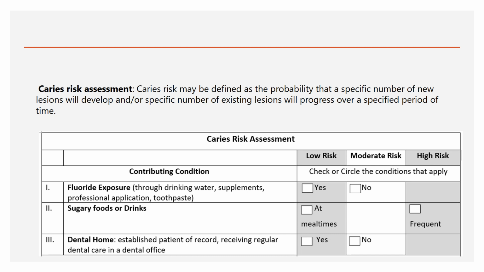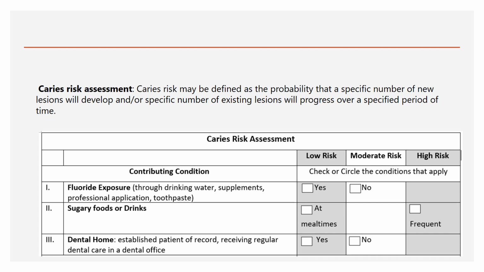How are you going to find out? First you ask the patient about the contributing conditions. The first one is fluoride, the second one is sugary foods or drinks, then the dental home, that is, an established patient of record receiving regular dental care in the dental office. According to that, you have to mark on the record whether the patient is low risk, moderate risk, or high risk, whichever the patient confirms. So once any recording comes into high risk, the patient directly goes to the high risk.